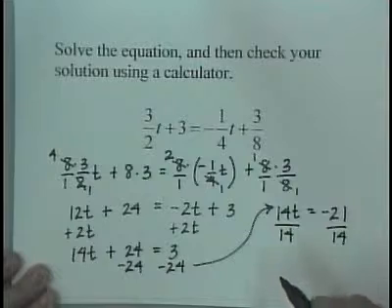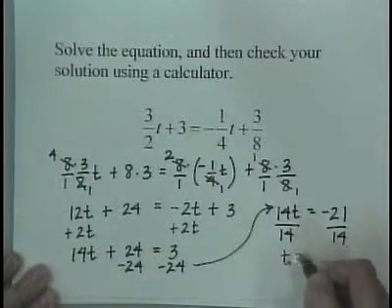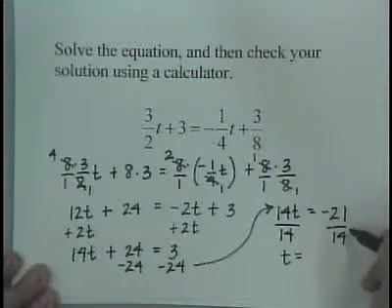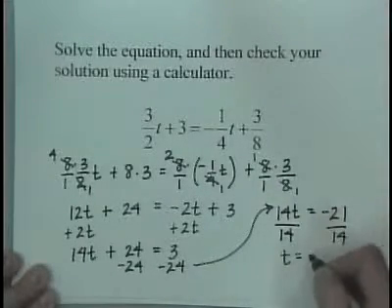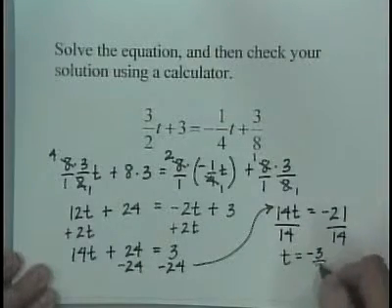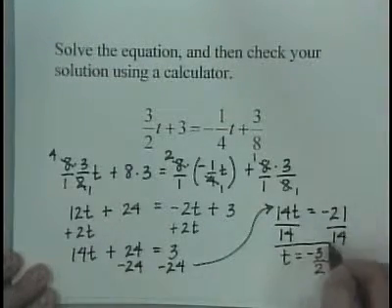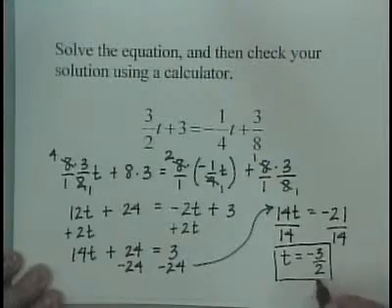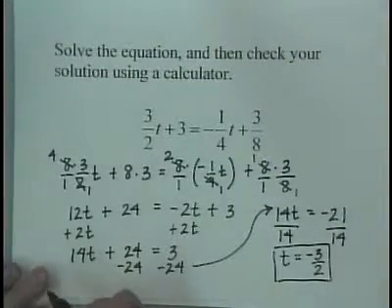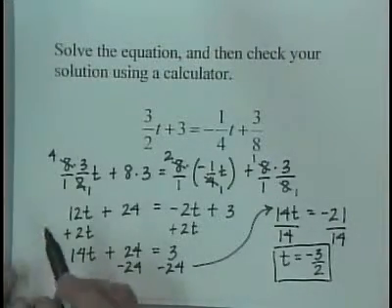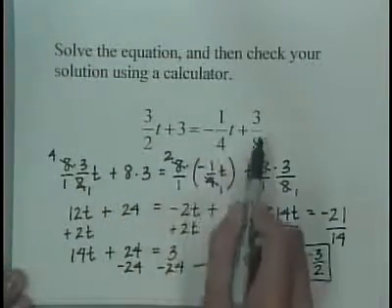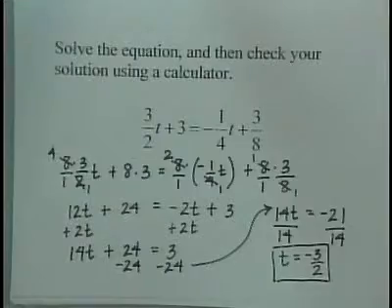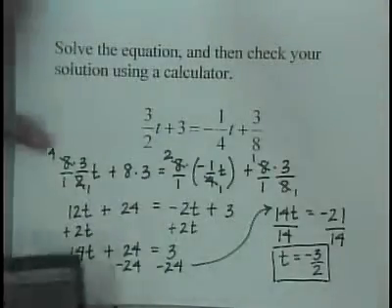Notice that the 14 over 14 simplifies to 1t, and on this side I have negative 21 over 14. Simplifying a common factor of 7, that reduces to negative 3/2. And so, without yet checking, it looks like the solution to our equation is negative 3/2. What we're going to do is grab a calculator and enter that in the left side as well as in the right side and see if they come out to the same results.